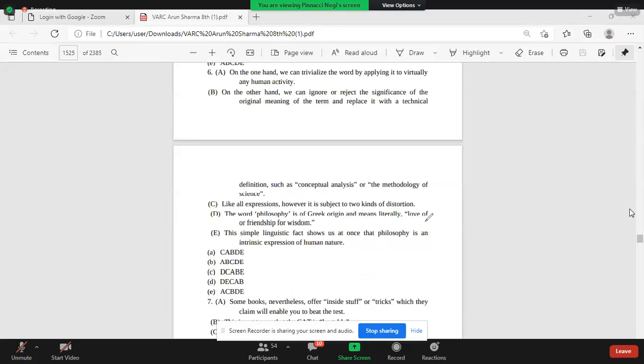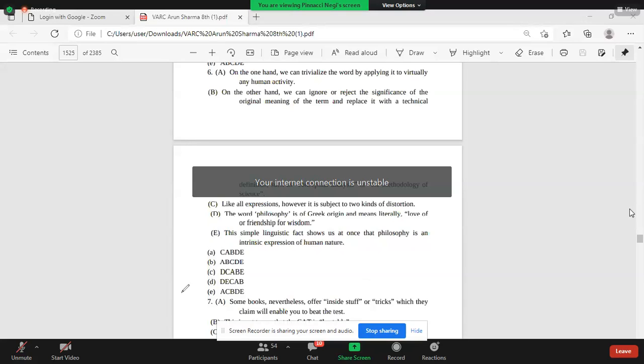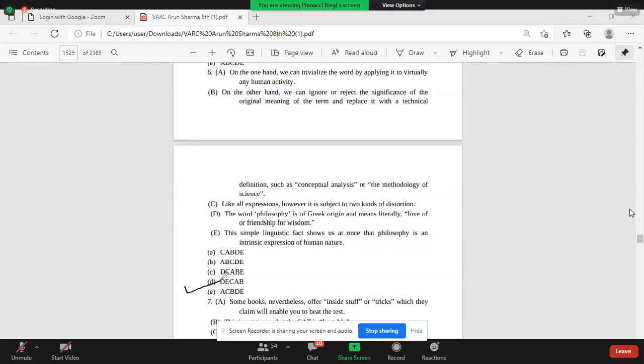Okay, students. So let's solve this. The correct answer here is D. D-E-C-A-B students. D-E-C-A-B. अभी opening sentence देखें तो C, A और D में है. C can't be your opening sentence. It says, however, it is subject. What does this it refer to? Right.